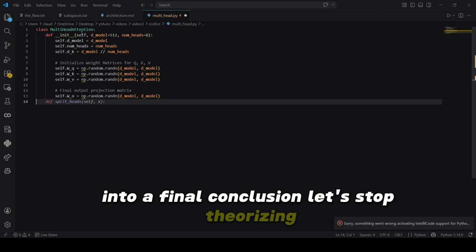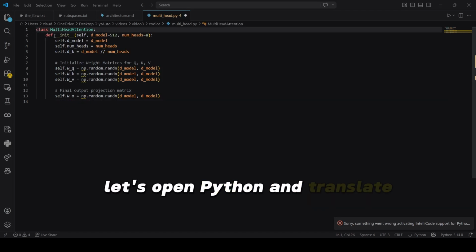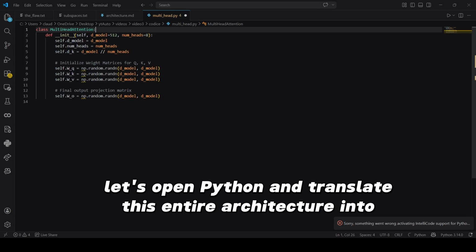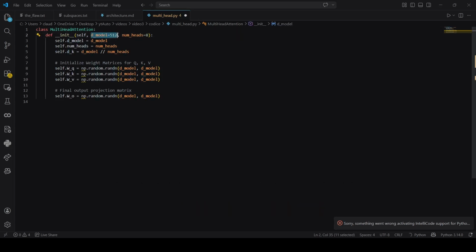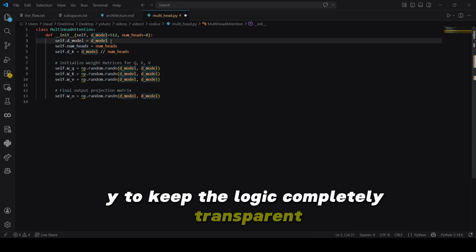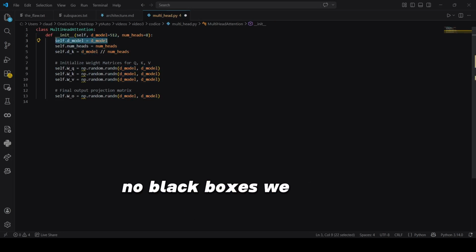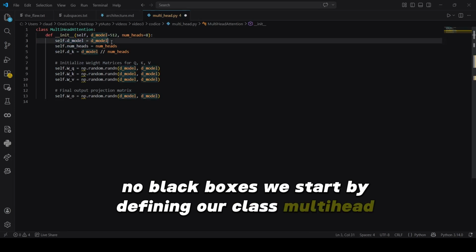Let's stop theorizing. Let's open Python and translate this entire architecture into clean, executable code. We will use pure NumPy to keep the logic completely transparent. No black boxes. We start by defining our class, MultiHeadAttention.